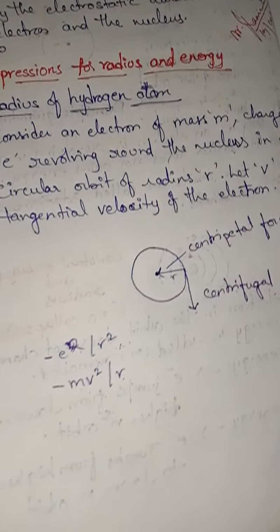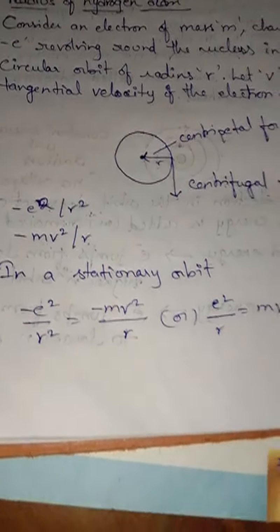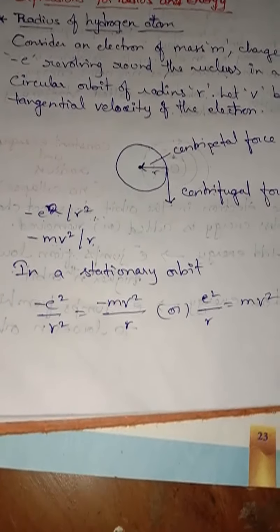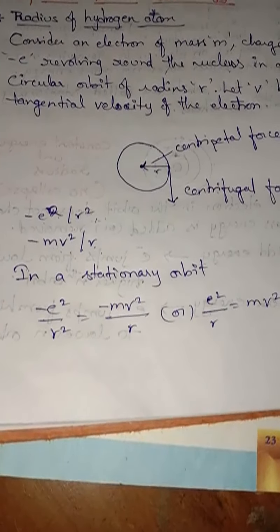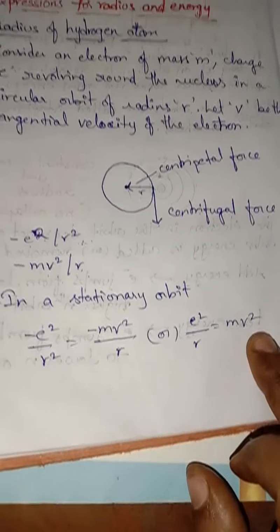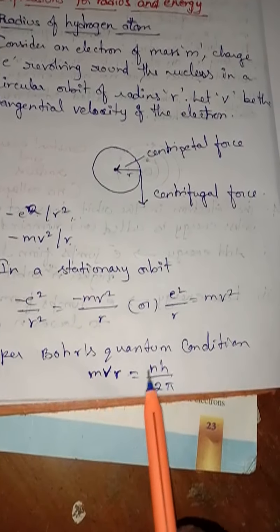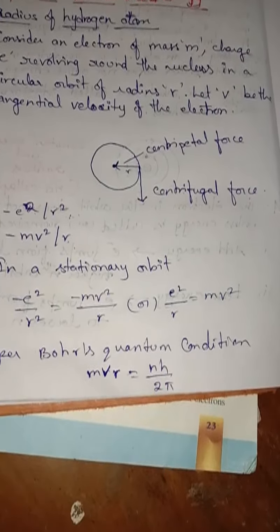Understand? Now we are going to find the radius of a hydrogen atom. In a stationary orbit, look at the formula: e square by r square equals mv square by r. So you can write it as e square by r equals mv square. As per Bohr's quantum condition, we have already learned the formula mvr equals nh by 2 pi, right?